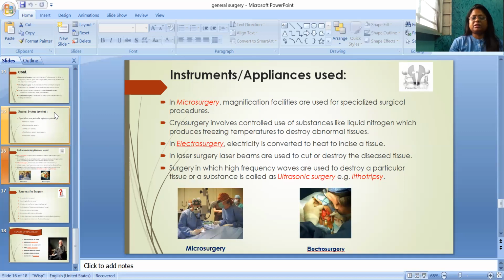And another is cryosurgery. Cryosurgery involves the controlled use of substances like liquid nitrogen, which produces freezing temperatures to destroy abnormal tissue.